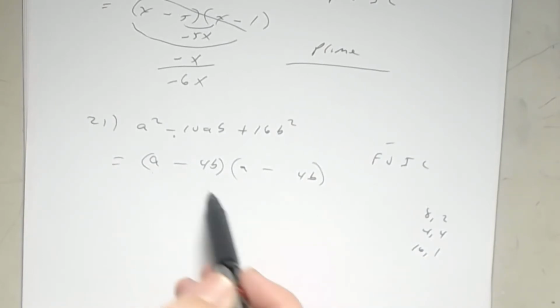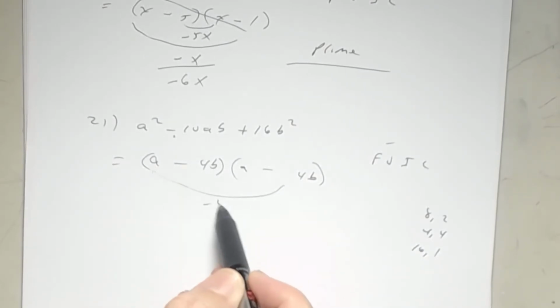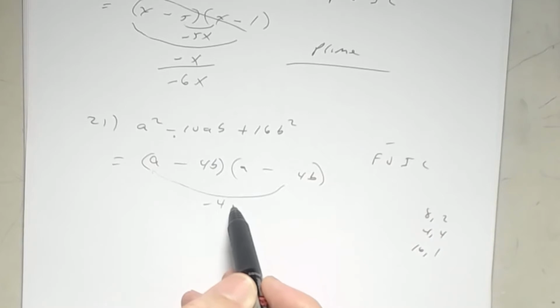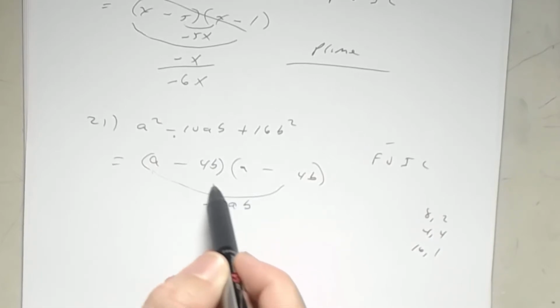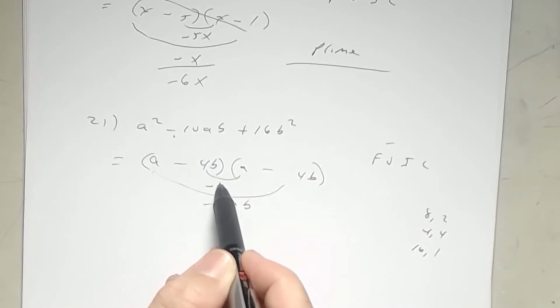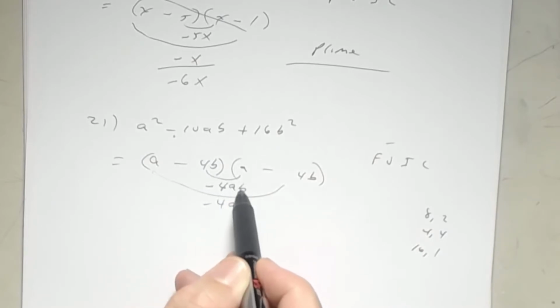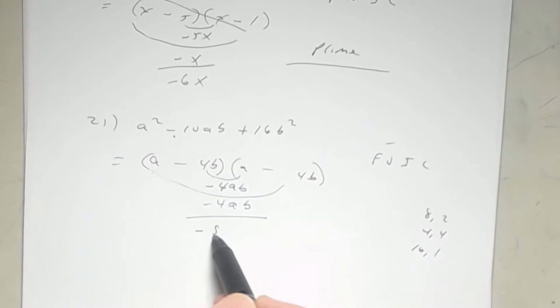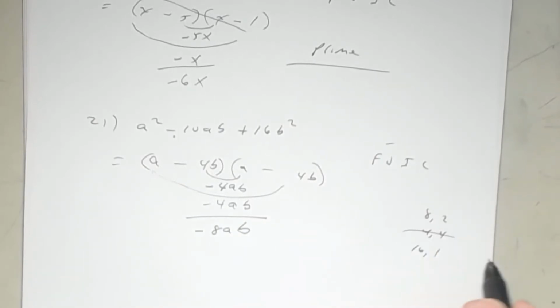Now let's check the inner and outer. What's the outer? Negative 4ab. What's the inner? Negative 4ab. When I add them up, what do I get? Negative 8ab, but that's not what you wanted. So 4 and 4 is not going to help. Now someone else said 8 and 2. So let's try 8 and 2.